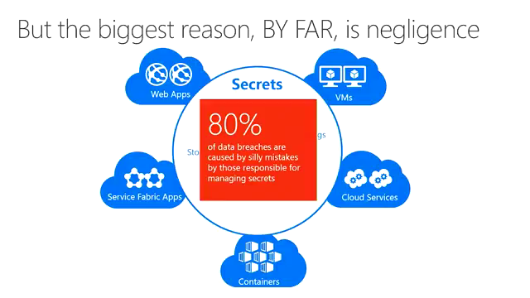The biggest reasons why secrets are leaked or you have outages and so on is your own silly mistakes. Oftentimes, developers who are responsible for managing secrets are humans after all and make mistakes, and that's how 80%, and depending on the survey, sometimes it's as high as 90% of data breaches are caused by these silly mistakes.